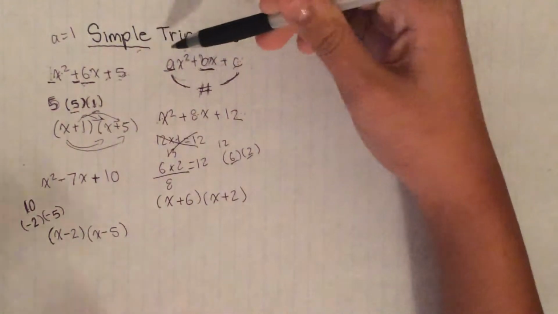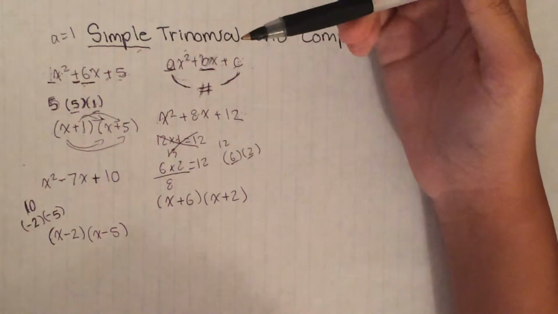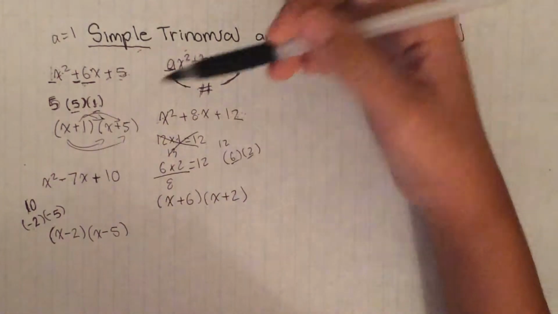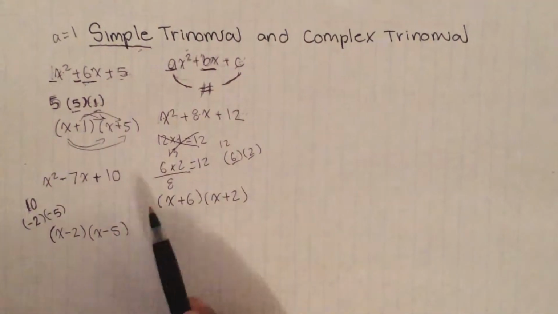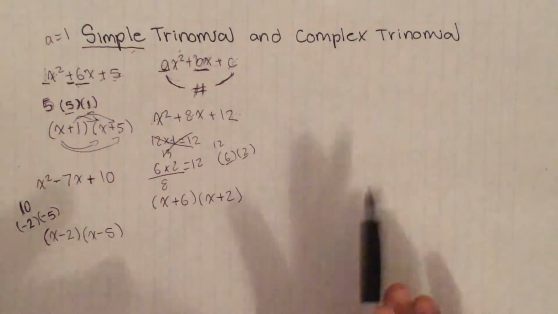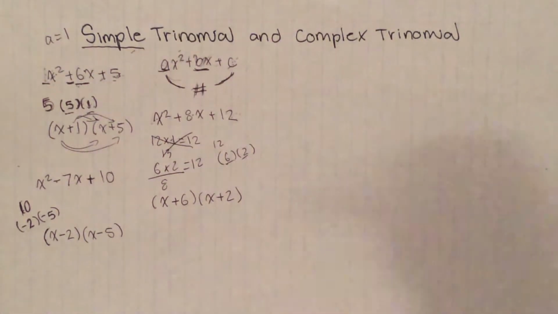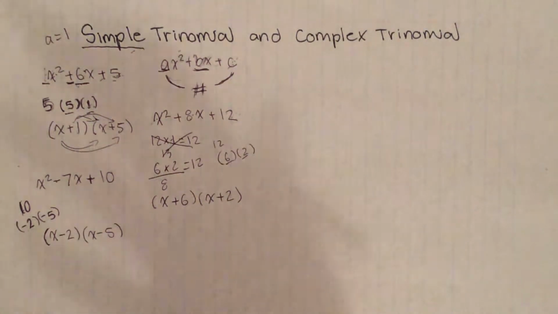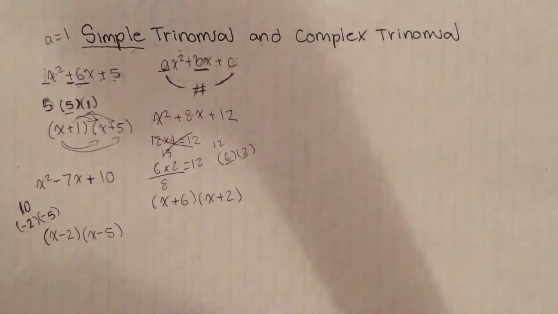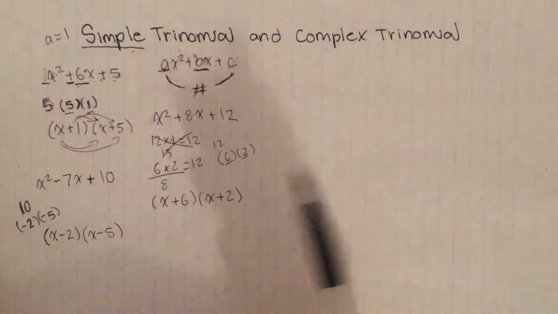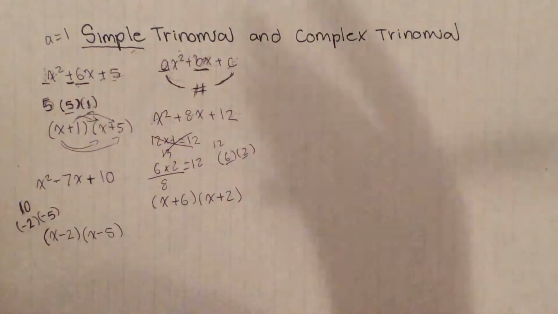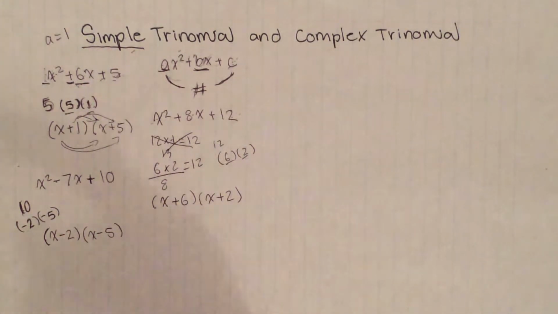So for simple trinomial, what you're doing is just subbing the numbers in without having to solve anything. For complex, you're going to have to do another extra step, and then you're going to have to group and then find, which I'm going to show you in just a second. But to review simple trinomial, you times a and c to get a number, and then find two numbers that add to get b, okay?